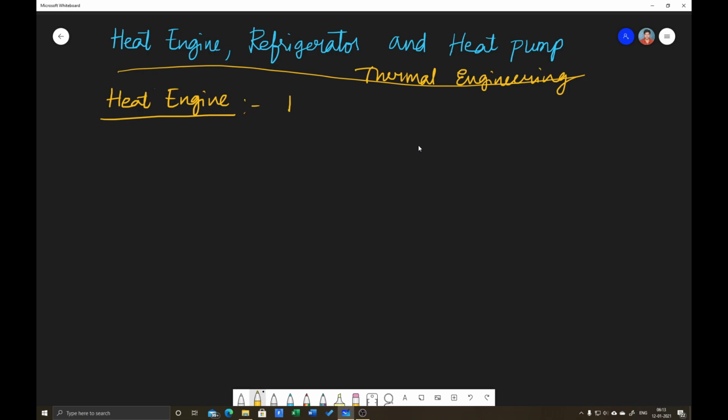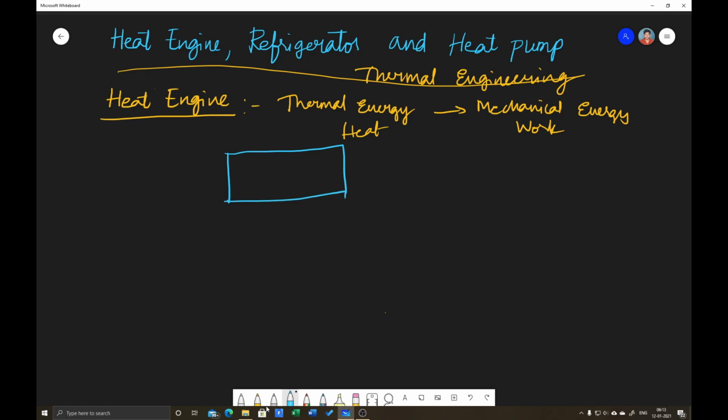As the name indicates, it is a device which converts thermal energy into mechanical energy. Thermal energy means by taking heat it will produce work. Okay, so this is a higher temperature reservoir which is called the source at temperature T1. It will give heat. Even though it gives heat, the temperature will not decrease.